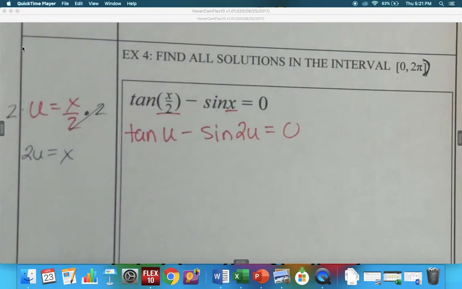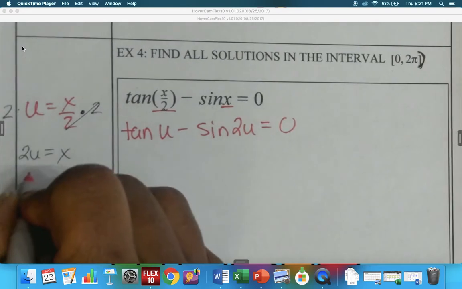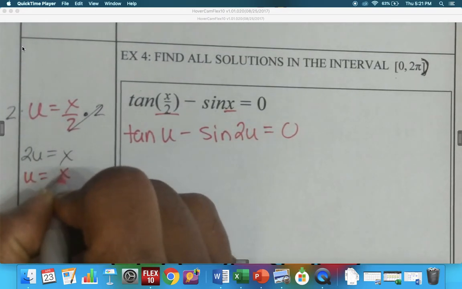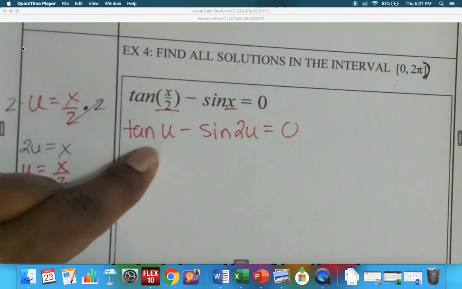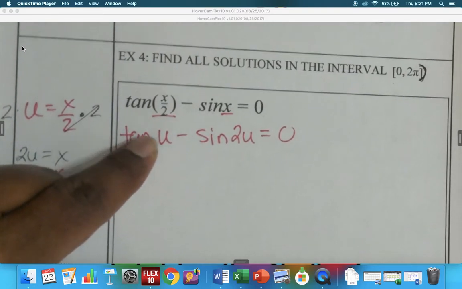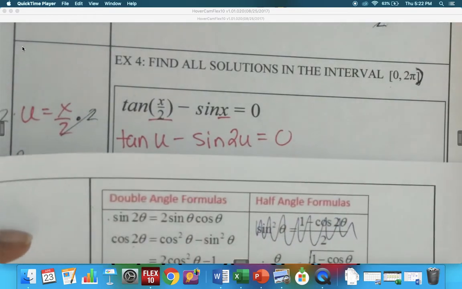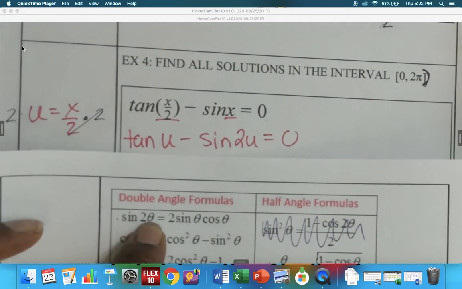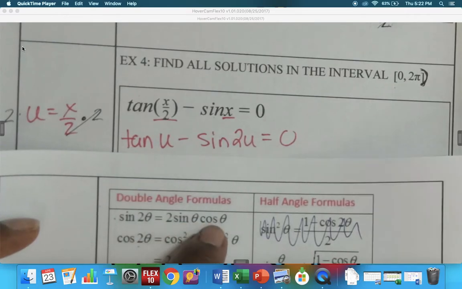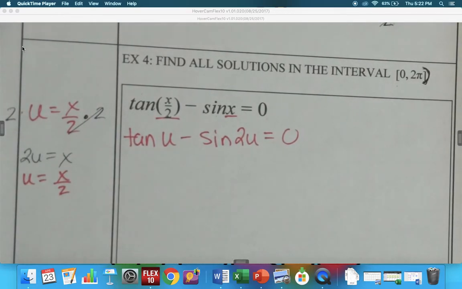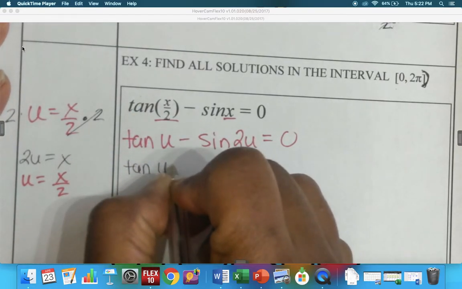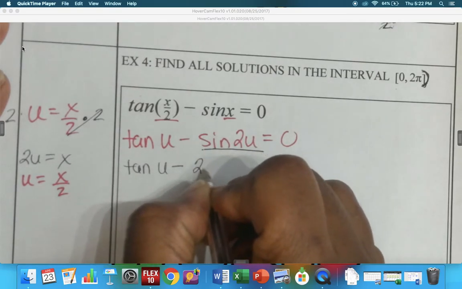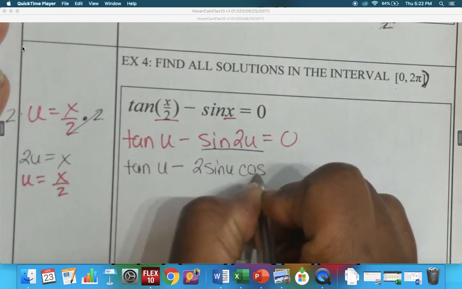So I took out my angles, used u substitution, so I have 2u is x and 1u is x divided by 2. That just helps me to not have to deal with half angle formulas. Now we know tan of u is just sine over cosine, but for sine of 2u, I can go to the double angle formulas and say, oh, I have a double angle. I know that sine of 2u is 2 sine u cos u. So I'm going to replace it. So I have tangent u minus 2 sine u cos u.